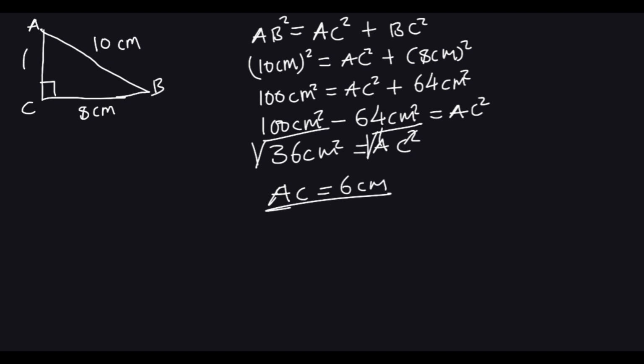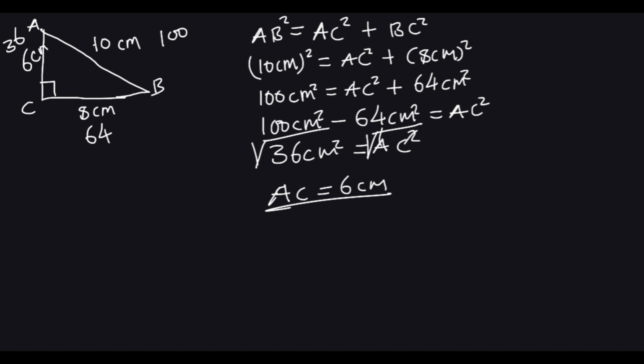So here we have 6 centimeters. And it's making sense because 6 times 6 is 36. 8 times 8 is 64. 10 times 10 is 100. So we can say that 36 plus 64, we are getting this 100.